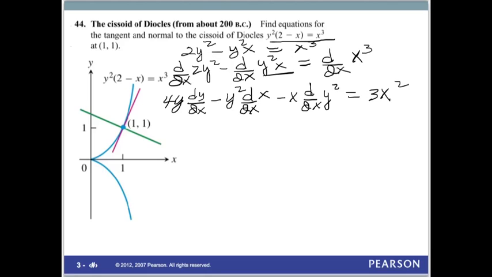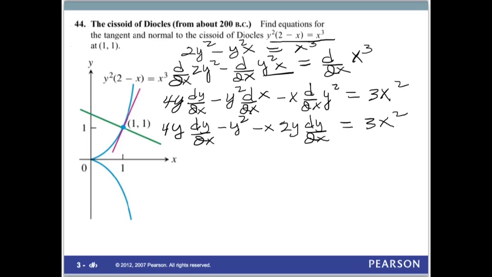Now, we'll write down what we know already: 4y dy/dx minus y squared. d/dx of x is just 1. And then minus x. d/dx of y squared, of course, is going to be 2y dy/dx. And then we just copy down the right-hand side, which is 3x squared. And now the procedure is to identify all of the terms with dy/dx in them and factor that out.